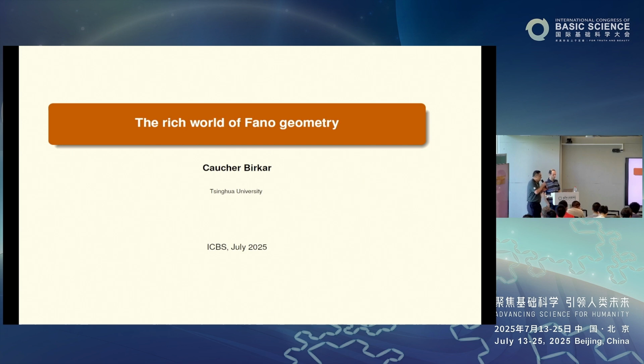The first talk will be given by Professor Birkar. Professor Birkar is a distinguished professor at Yau Mathematical Sciences Center at Tsinghua University. He is a member of Academia Europaea and a fellow of the Royal Society. He received the Fields Medal in 2018. So he will give a talk on the rich world of Fano geometry. So let's welcome him.